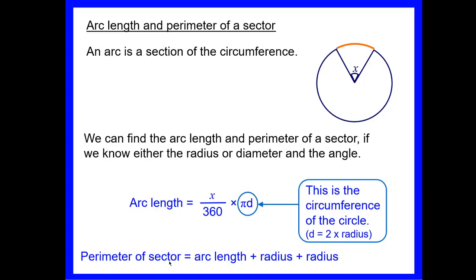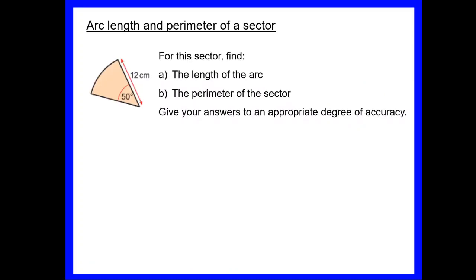So to find the perimeter of a sector, remember perimeter means the distance around the outside, I not only need to find the arc length, but I need to then add on the two radiuses as well. So we're going to practice finding the arc length and finding the perimeter as well. So let's have a go with this example then.